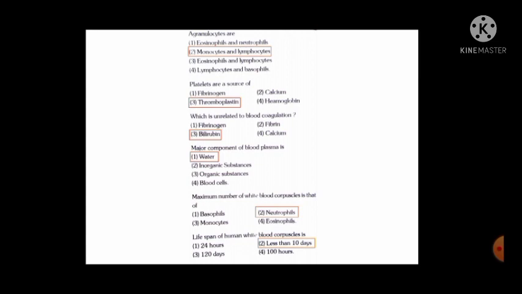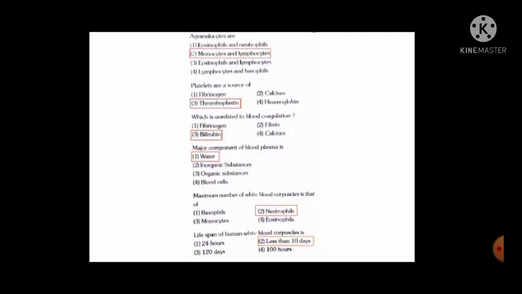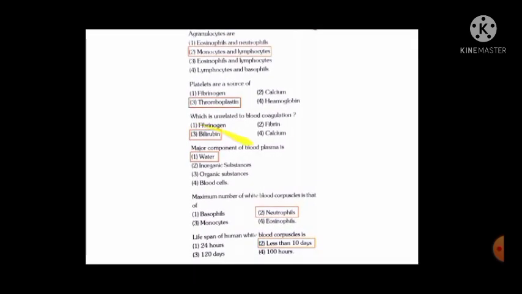Platelets are the source of thromboplastin, which is important for clotting of the blood, and is related to blood coagulation. Fibrin, fibrinogen and calcium are related to the coagulation of the blood. Bilirubin is not related to coagulation of blood.